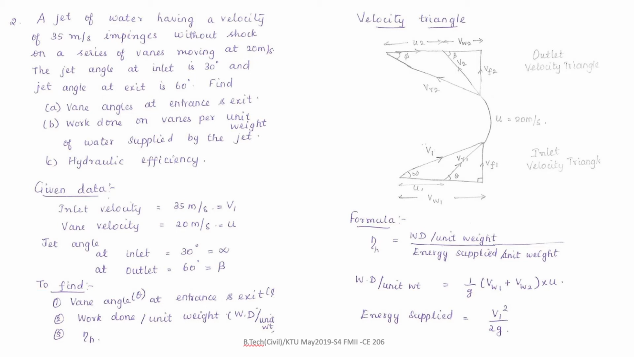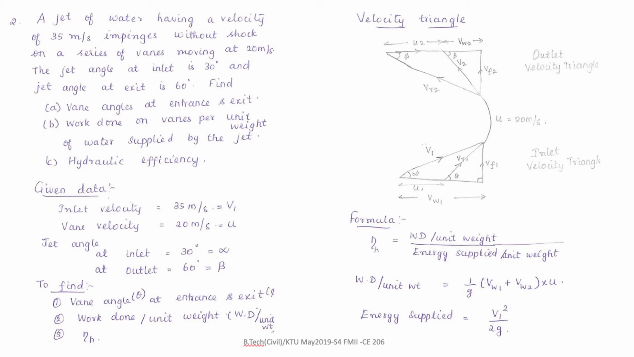It has a vane angle of phi. With VR2 and U2, you will get the velocity at the outlet, V2. And V2's vertical component is Vf2 and V2's horizontal component is Vw2. Are we all clear about this velocity triangle? So now we can write down the formulas.